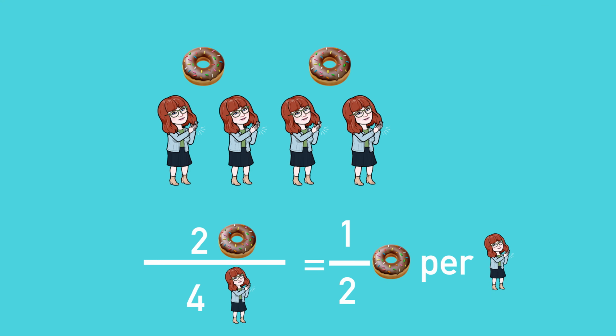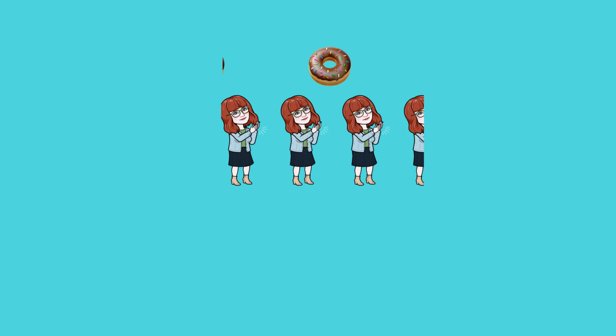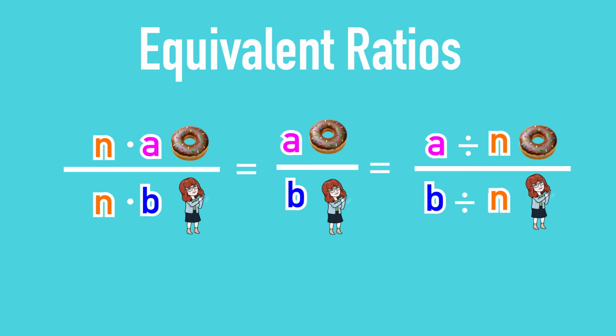Now let's look at what happens when we change both numbers. If we start with 4 people sharing 2 donuts, each person gets half of a donut. Then, if we multiply both numbers by 2, 8 people are sharing 4 donuts, and everyone still has half of a donut. If we divide both numbers by 4, then 2 people will be sharing 1 donut, so each one gets half of the donut. If we multiply or divide the numerator and denominator by the same value, the ratio stays the same even though the individual numbers have changed. We call these ratios equivalent ratios.